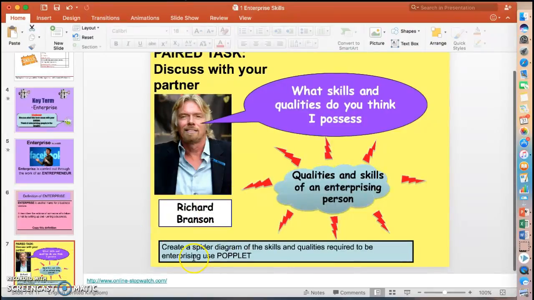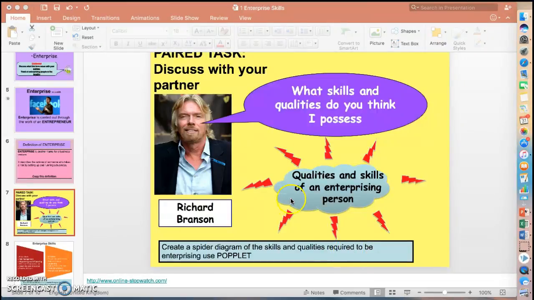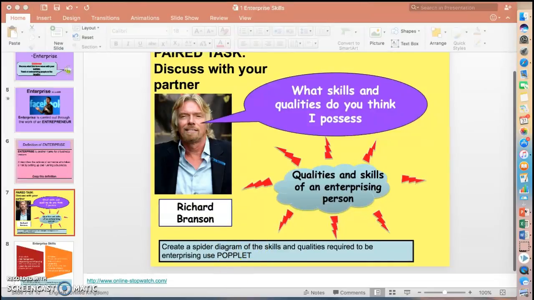So what we want you to do, okay, after this is to create a poplet with somebody else. It could be 2 or 3 of you. Looking at what skills and qualities you think an entrepreneur or an enterprising person should possess to make them a success. When you've completed that, you can publish that poplet to Edmodo as evidence of that work, but it'll also allow you to see what other people have put as well, which will help me going on through this further. There's a link in the bottom here in some of the note sections as well that we've placed, which will help you to sift and sort through this as well.